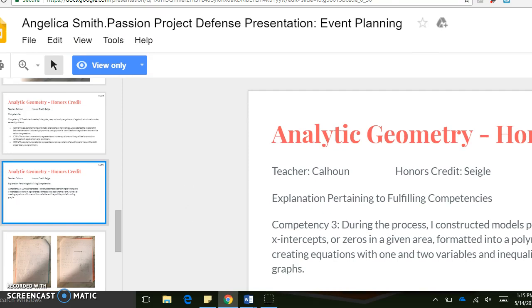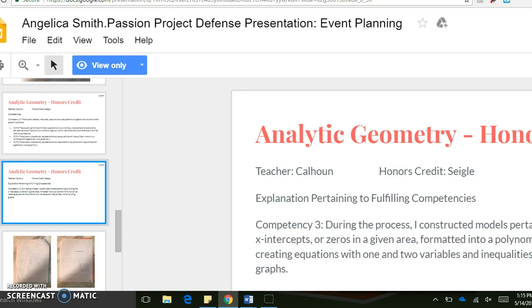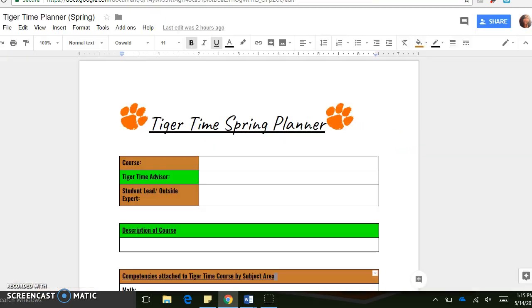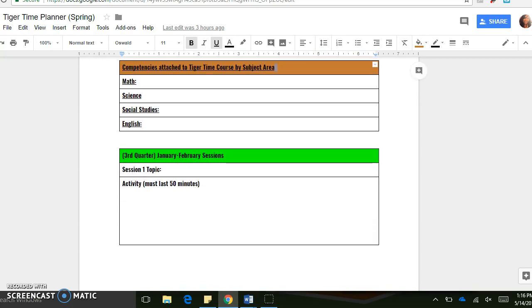We're trying to take that same concept, but they do it completely different at Locust Grove than what we're planning on doing with Tiger Time. We want to have our actual competencies laid out for the students before they get into the course. That way, if they do fail something in math, science, social studies, or English that pertains to what activities they do in Tiger Time, they can actually get credit in their core classes.